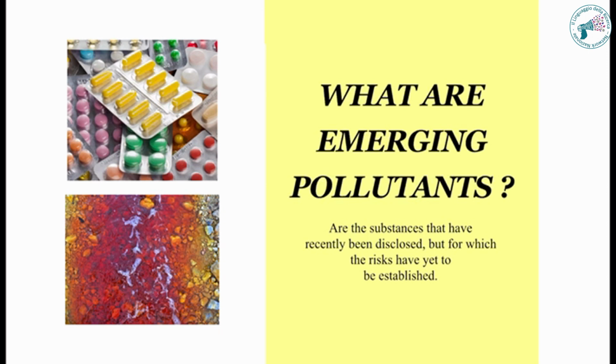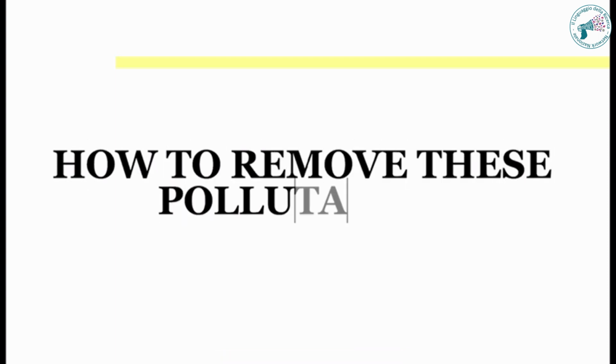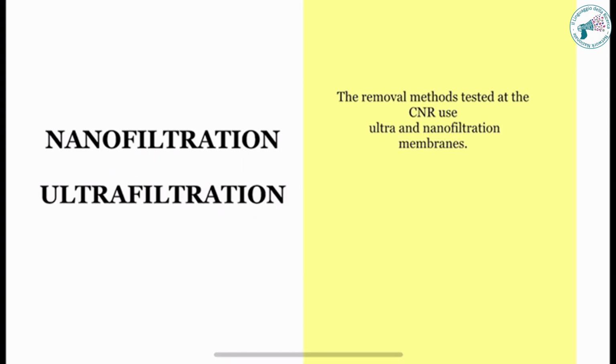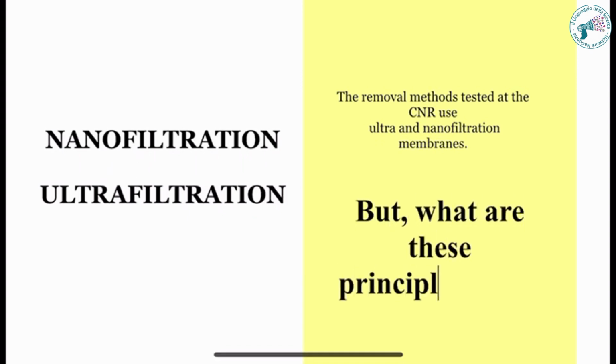Examples of emerging pollutants are heavy metals such as lead, mercury, chromium, medicines, but above all synthetic substances mainly used to make various materials. The removal methods tested at CNR use ultra and nanofiltration membranes. But what are these principles based on?